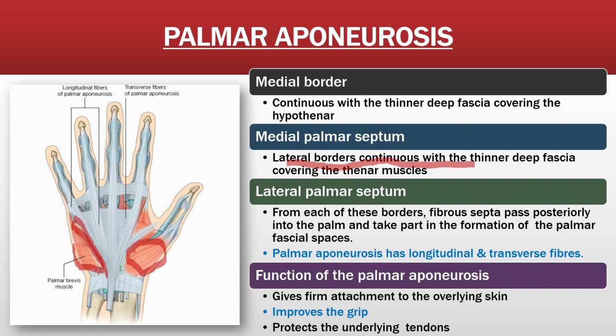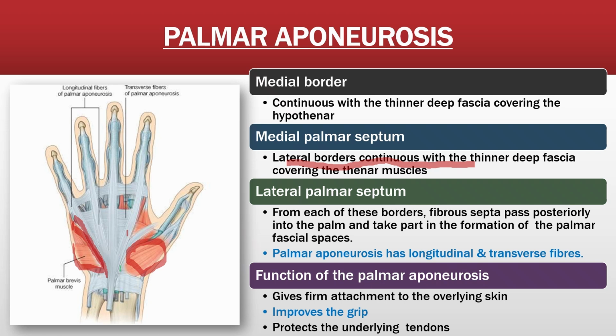So you see here we have a septum that is again becoming continuous with the thenar muscles. So this is your medial palmar septum. We have a lateral palmar septum. From each of these borders, there are fibrous septa which pass posteriorly into the palm in front and take part in the formation of palmar fascial spaces. So we'll see this when we discuss the palmar spaces. I'll explain this again when we discuss the palmar spaces, how this palmar aponeurosis is sending the slips to form the palmar spaces.